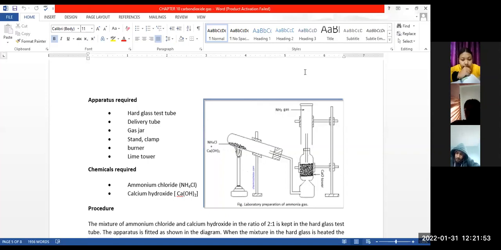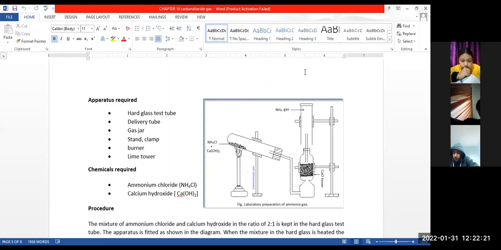Lime tower, you need to remember this. Lime tower is also used. And next is chemicals required. What chemicals are required for the preparation of ammonia gas in the lab? These are ammonium chloride, NH4Cl, and calcium hydroxide, Ca(OH)2. Okay, these are the two chemicals.